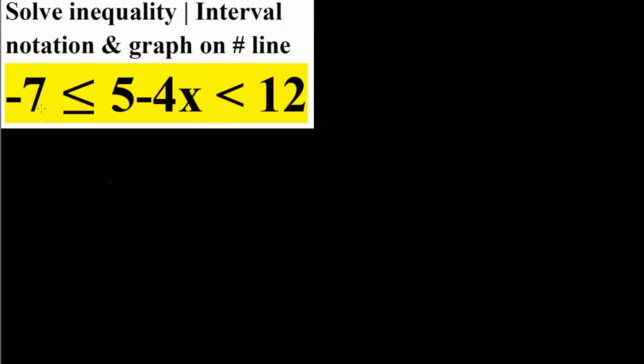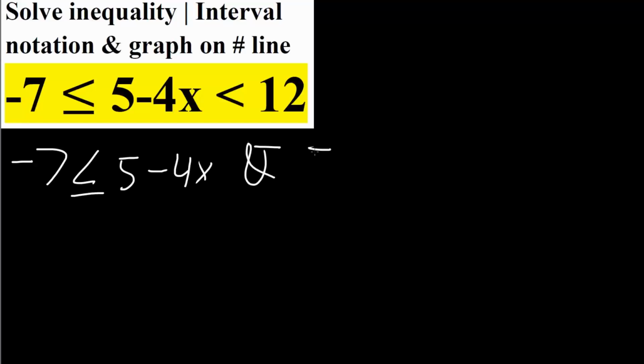We have negative 7 is less than or equal to 5 minus 4x, which is less than 12. And so we have two given problem statements. We can say that negative 7 is less than or equal to 5 minus 4x, and we can say 5 minus 4x is less than 12. So we solve two inequalities.